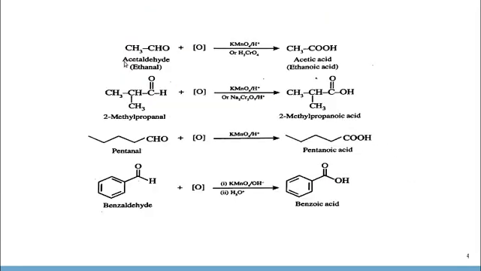Here we have some examples of oxidation of aldehydes using acidified KMnO4 or Jones reagent. Jones reagent is H2CrO4 in aqueous sulfuric acid. Acetaldehyde on oxidation gives acetic acid, just oxidizing the CHO group to the COOH group. 2-methylpropanal on oxidation gives 2-methylpropanoic acid. Then pentanal to pentanoic acid, benzaldehyde to benzoic acid. Simple oxidation, so no breaking of the carbon chain, simply converting the CHO group to the COOH group.